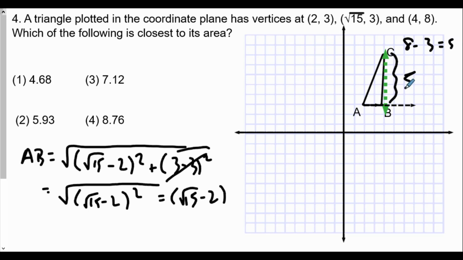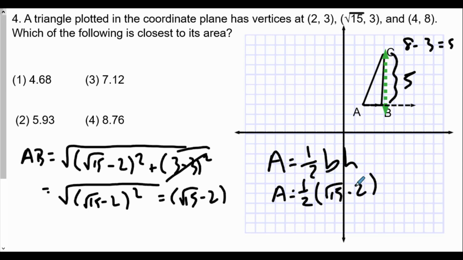So you might ask, how do you know that? Well, the height of a triangle is just the perpendicular distance to the base, and sometimes our altitude will be outside of our triangle. So our area is still going to be 1/2 base times height. We take 1/2, and the square root of 15 minus 2, which we found on a calculator, multiply it by 5 and then divide by 2.